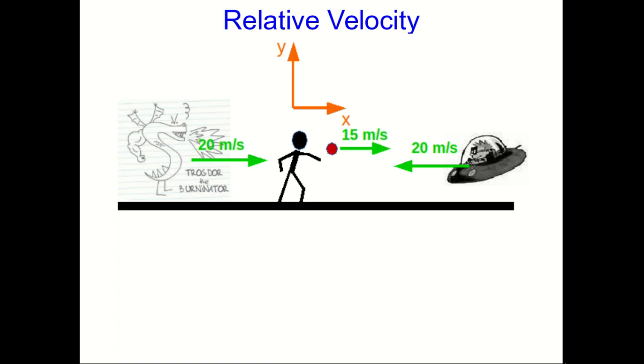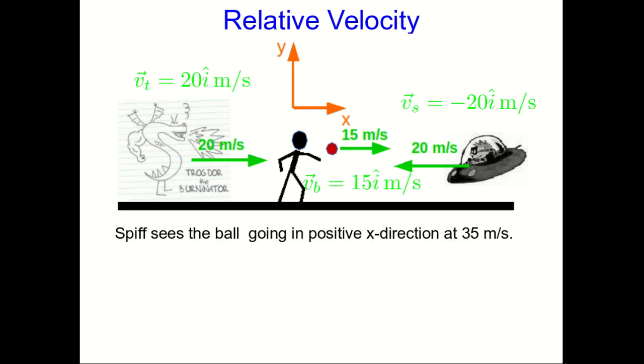Well, so we need some velocity vectors. According to you, standing stationary on the ground, the ball is going right at 15 meters per second, and so that's 15 i hat meters per second, 15 meters per second in the positive x direction. Spiff is going 20 meters per second in the negative x direction, so negative 20 i hat meters per second. Trogdor is going 20 i hat meters per second.